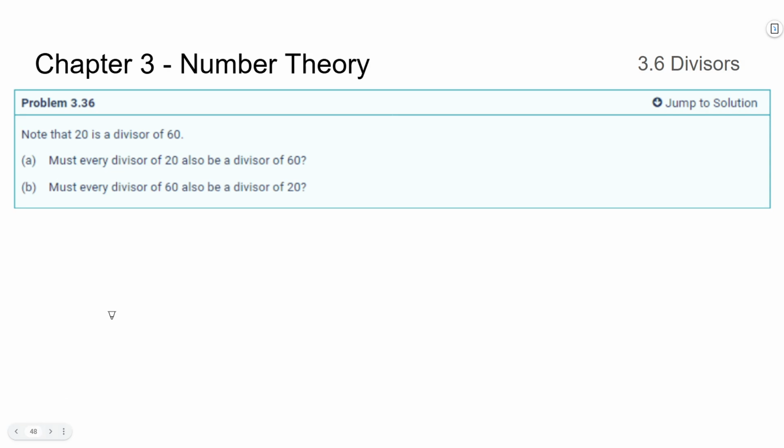Okay, note that 20 is a divisor of 60. Must every divisor of 20 also be a divisor of 60? Well, let's find the divisors of 20 and see if that seems to hold true.